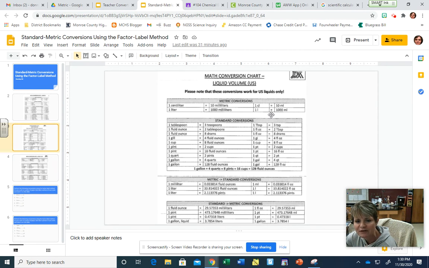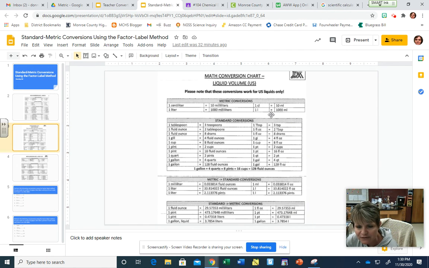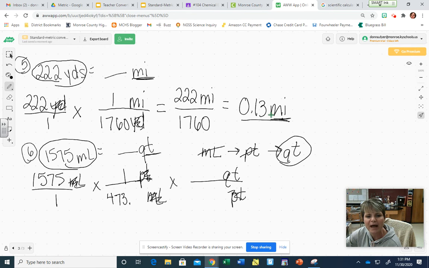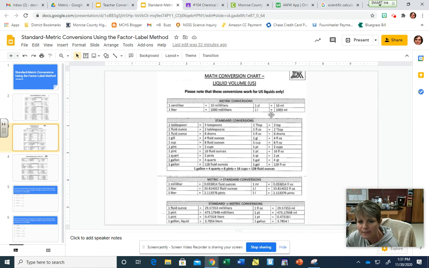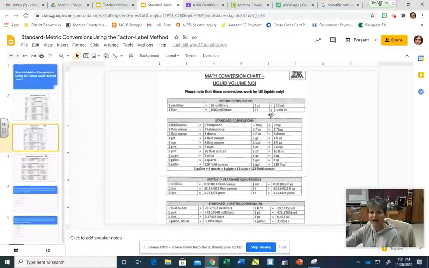1 pint is equal to 473.17648 milliliters. So 1 pint in the conversion factor, 1 pint in my problem. I'm going to round that to 2 places, so 473.18 milliliters in my conversion factor, 473.18 milliliters in my problem. Okay, so that first conversion factor had pints and milliliters, so those numbers go in this ratio: 1 beside pint, 473.18 beside milliliter, because that's what I have in my conversion factor.